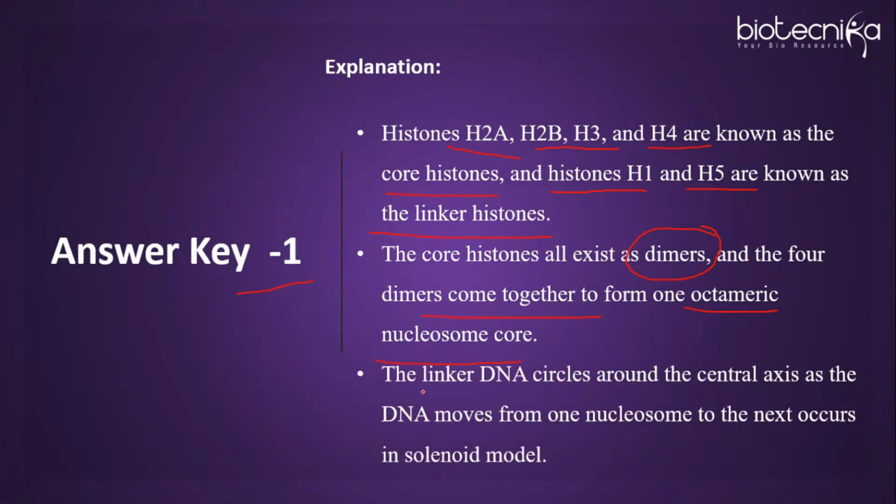Then the linker DNA that circles around the central axis as the DNA moves from one nucleosome to the next occurs in the solenoid model. If you remember, we have 2 models for their explanation. One is the solenoid model, another is the zigzag model. So this is an explanation of the solenoid model. And if you look into the Watson book, you will find that the sentence is directly given there. Right? Then the explanation for the other 2.